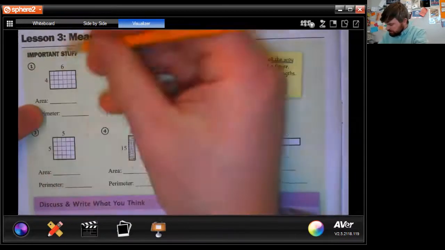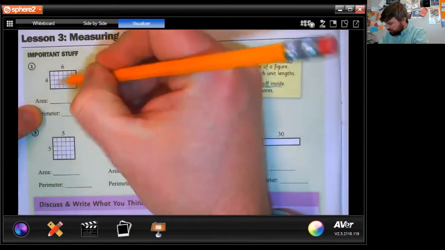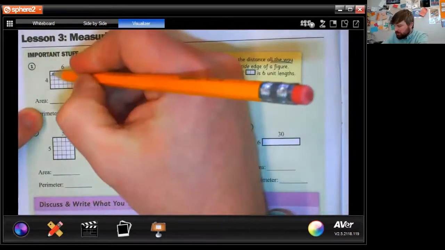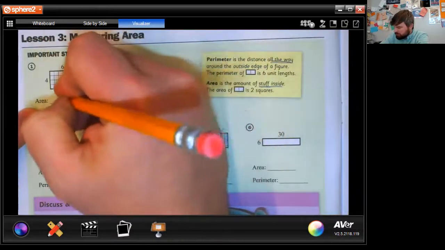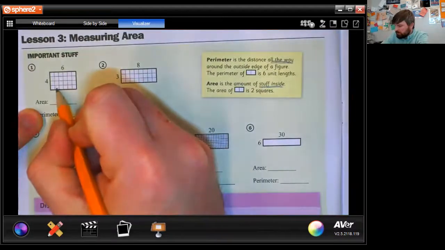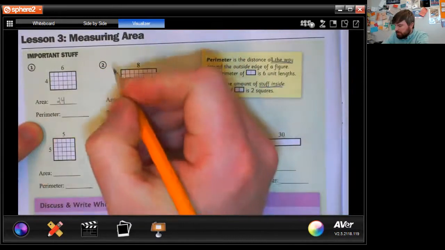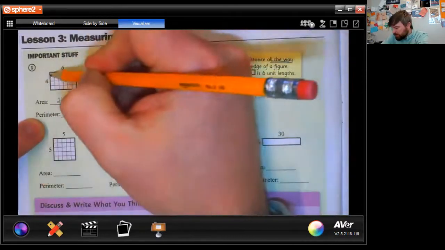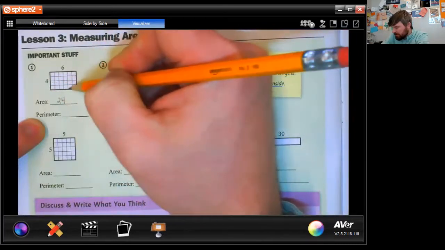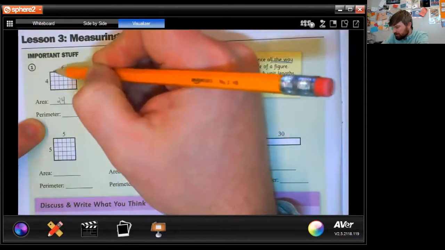So for area, we're just going to count up all the boxes. You got 4, but you got 4 of them 6 times. So if we count all of those, we get 24. You got 4, 8, 12, 16, 20, 24. And then perimeter is counting all the sides. So you got 4, 5, 6, 7, 8, 9, 10, 11, 12, 13, 14, 15, 16, 17, 18, 19, 20.